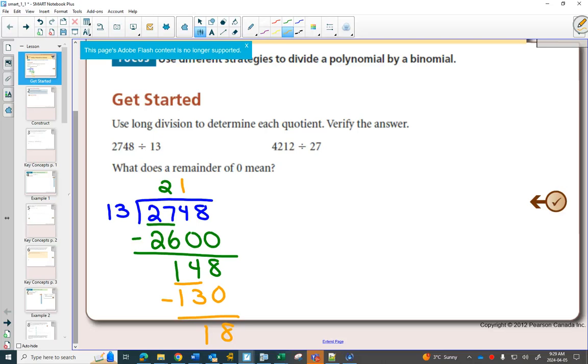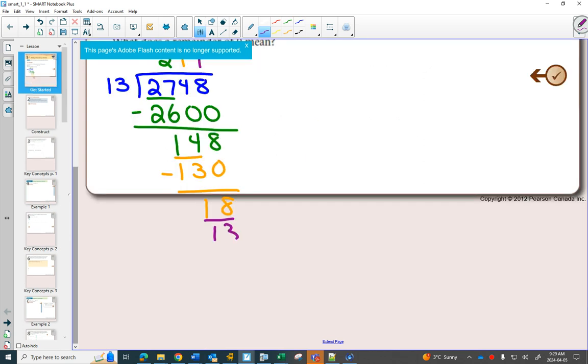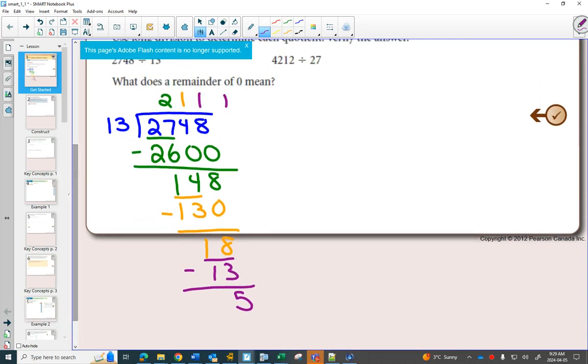Now I'll switch colors again. I'll go to purple. Are there any 13s in 18? Yes, there's 1. And that just goes in the ones column. 1 times 13 is 13. You'd subtract and get 5. And 5 is your remaining.